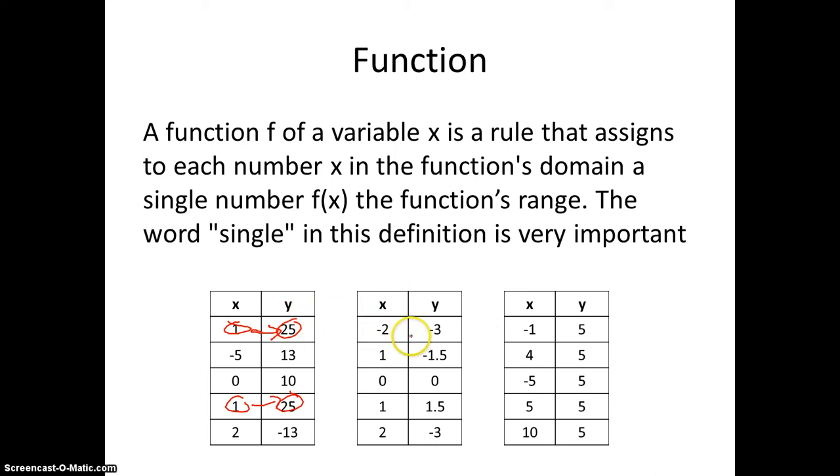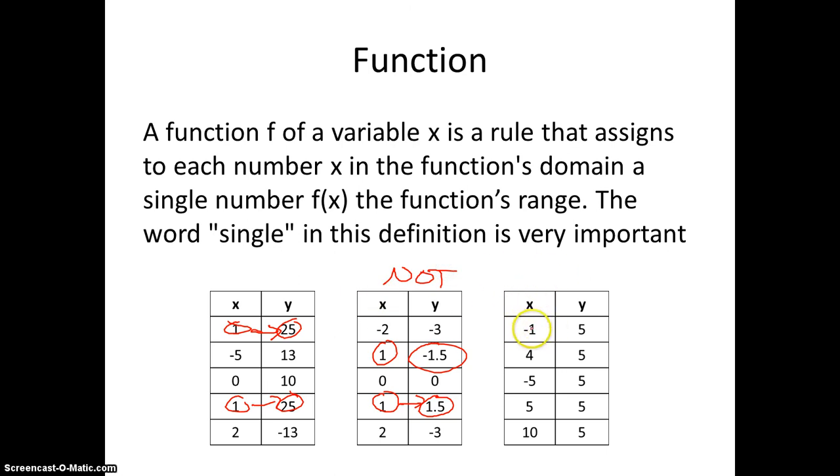Now here we have negative 2, negative 3, 1, negative 1.5, 0, 0, 1, 1.5, and 2, negative 3. Now, we see that the number 1 here pops up twice again. However, what do we notice? This time it goes to a positive 1.5 as well as a negative 1.5. Again, one number from x cannot have two y values, so this is not a function.